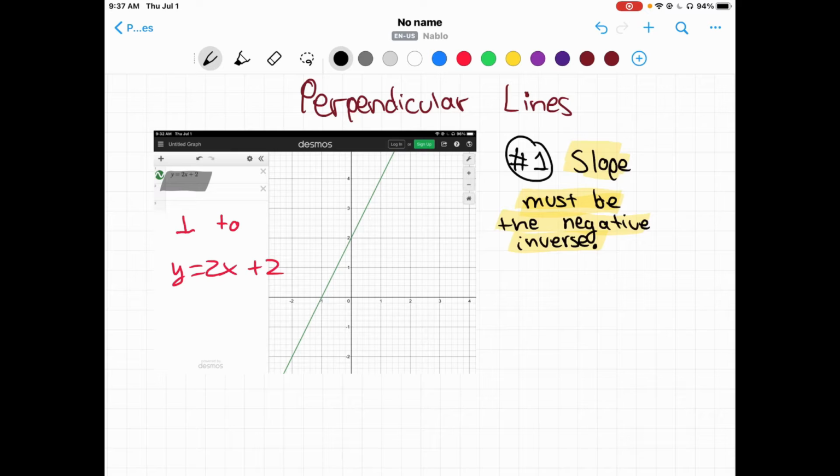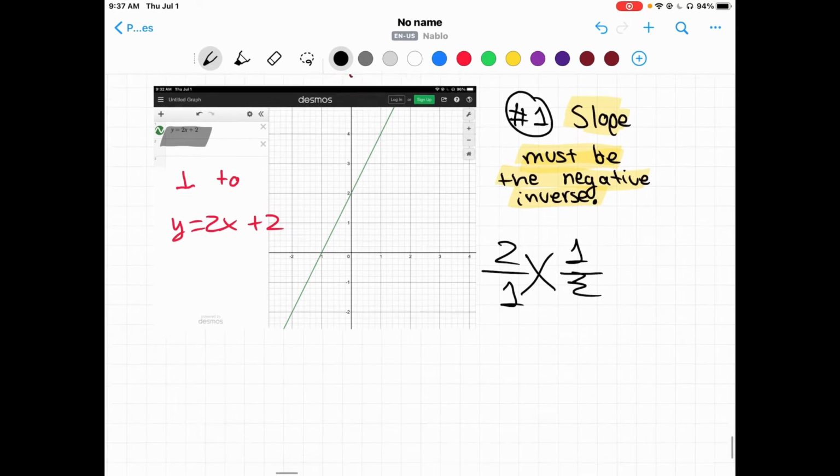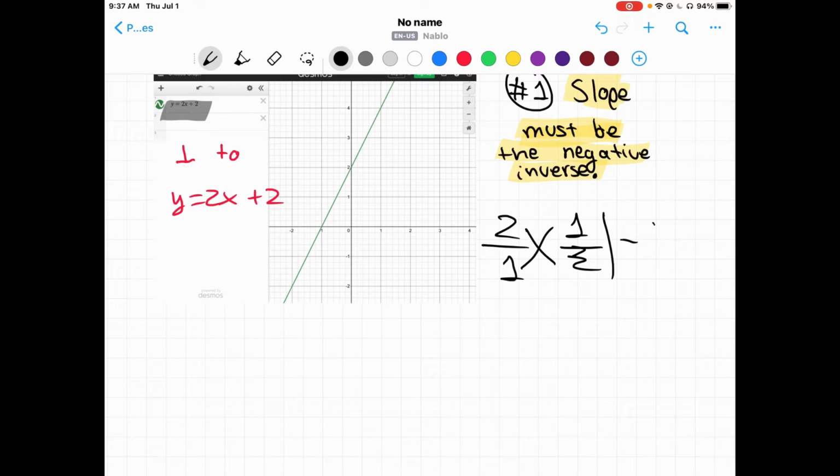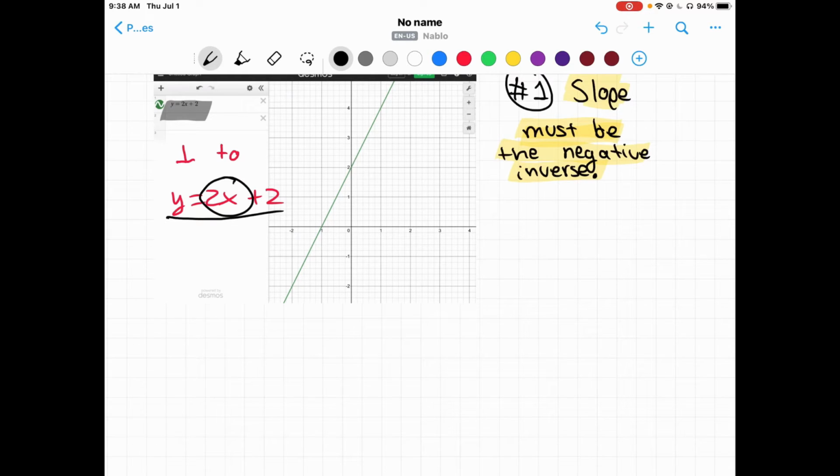And what I mean by this is, say we had a slope of 2, or 2 over 1, which would be the same thing. Now the inverse would be 1 half, because you switch the numerator and the denominator, 1 over 2. And the negative inverse would simply be negative 1 half. So now that you understand what the negative inverse is, let's analyze this equation. We have a slope of 2. So the negative inverse would be negative 1 half.